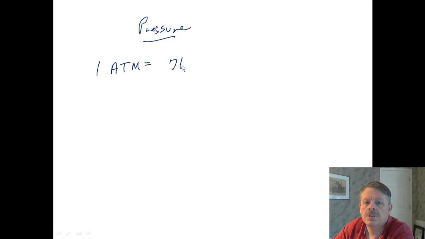Now we have pressure conversions, and for pressure conversions, you need to know certain conversions. You need to know that 1 atmosphere is equal to 760 millimeters of mercury. It's also equal to 760 torr. Torr and millimeters of mercury are the same.